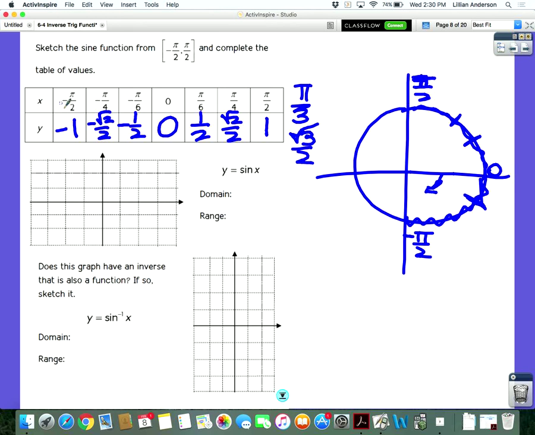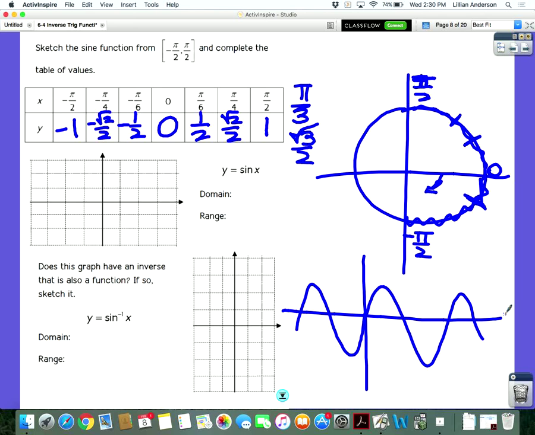Negative 1 power 2. So, that is the graph of your restricted sine function. Normally sine looks like this, right? That's what sine normally looks like. But in order for it to actually pass the horizontal line test, we have to restrict the domain.